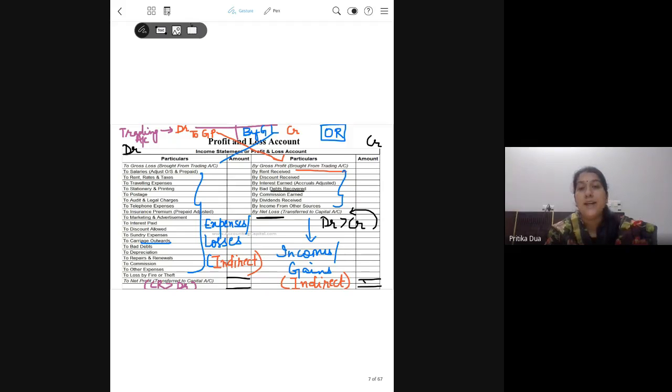So all these indirect activities come under the profit and loss account, with the debit side, that is the left hand side, showing all the expenses and losses, and the right hand side showing all the incomes and gains.